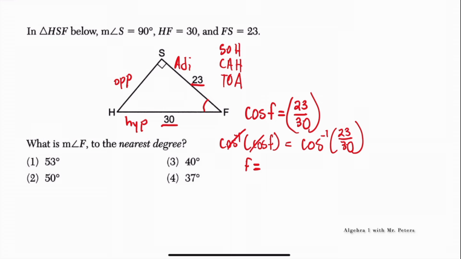And when we go ahead and simplify this, family, let's punch this in the calculator. F is going to be equal to 39.94 degrees. And when we look at our answer choice, the nearest degree is going to be 40. So that means our answer choice is going to be number 3.